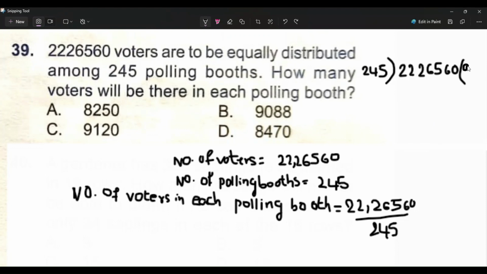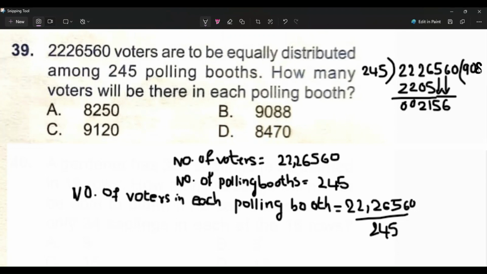245 nines are 2,205. 6 minus 5 is 1. 2 minus 0 is 2. 2 minus 2 is 0. 2 minus 2 is 0. So take one digit. Keep 5 over here. If we want to take another digit, we have to put 0 because 215 is less than 245. So take another digit.